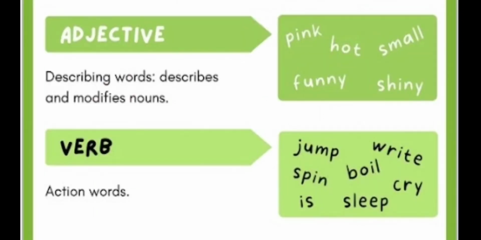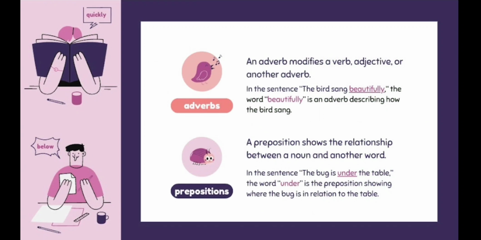Let's see some examples. Pink, hot, funny, shiny, small. All these help us to describe something, and many such words. And verbs are action words like jump, write, boil, cry, spin, sleep, is.